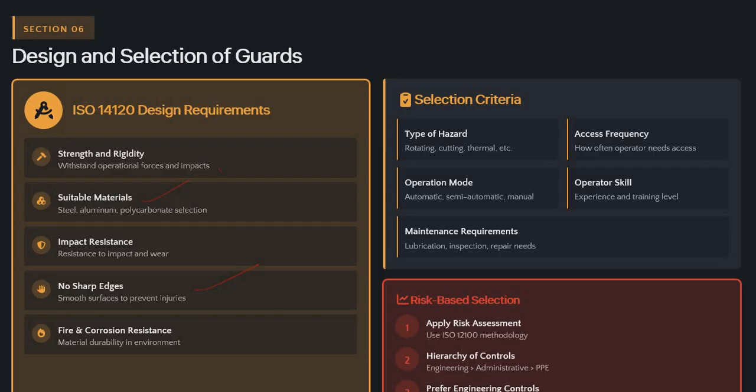Then selection criteria. How do we do the selection?